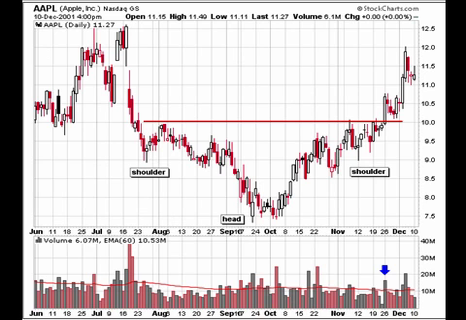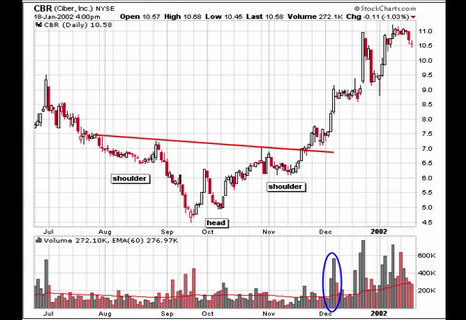Here's Apple. The shoulders weren't well established, but the pattern was still valid. Cyber. Average volume wasn't very high, so the pattern wasn't smooth, yet it broke out on great volume and rallied very nicely.